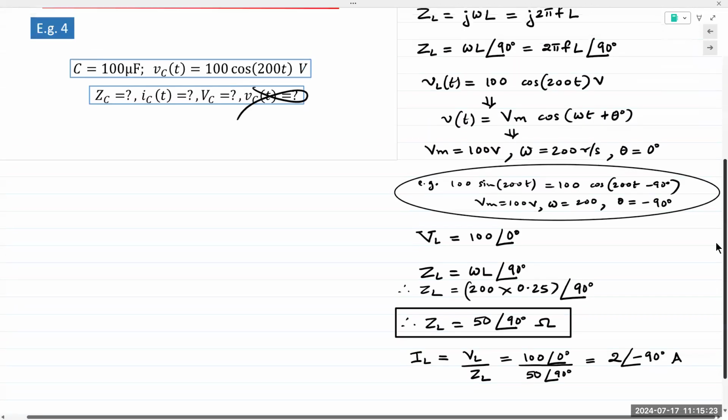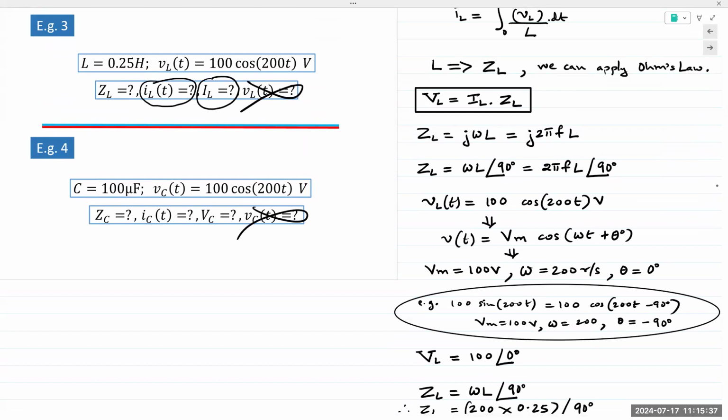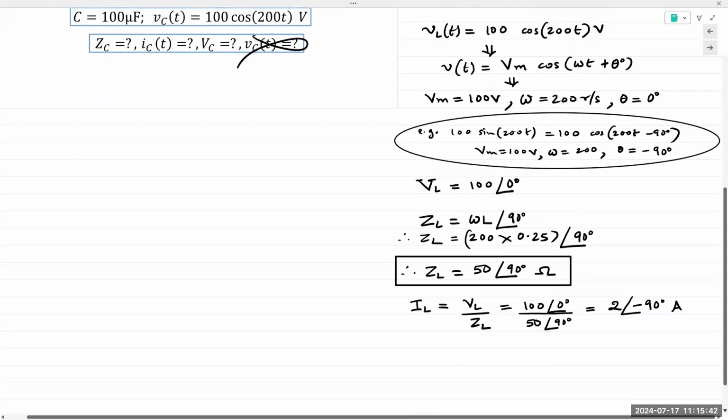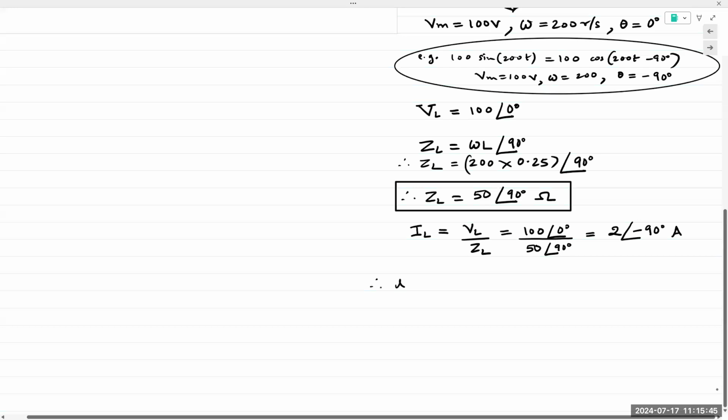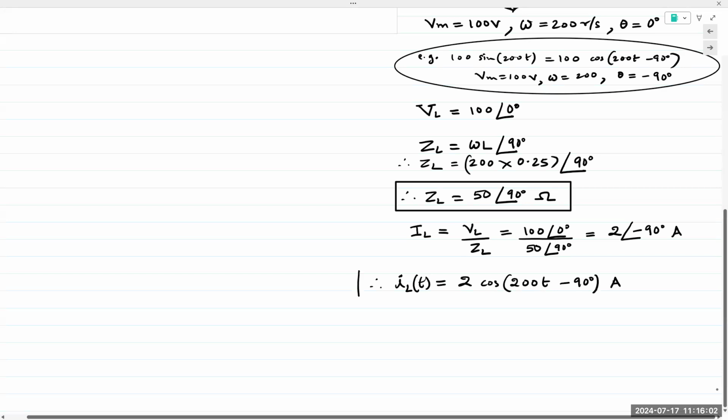If the problem statement asks you to find the phasor, you can stop right here. Or if it asks you for the answer as a function of time, meaning IL of t or V of t, then you must perform the inverse phasor transform and display your final answer in the time domain. So IL of t would be 2 cos of 200t minus 90 degrees amps.